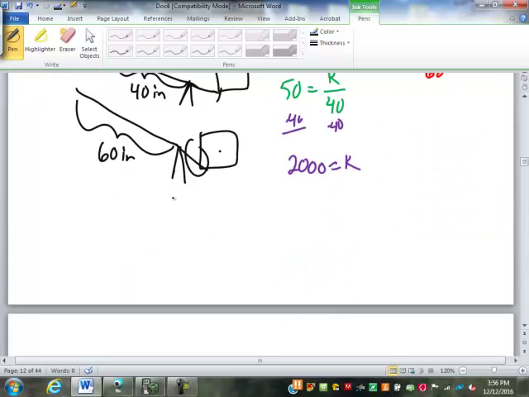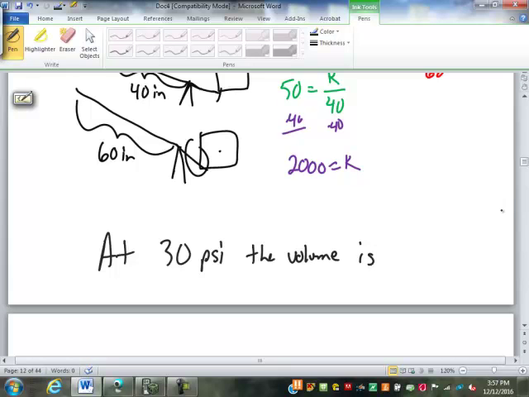Your ideal gas law is the same thing. Your pressure and your volume, as long as your temperature doesn't change, pressure and volume are inversely related. So let's say that at 30 pounds per square inch psi pressure, the volume is 72 cubic inches. Find the volume at 50 psi.